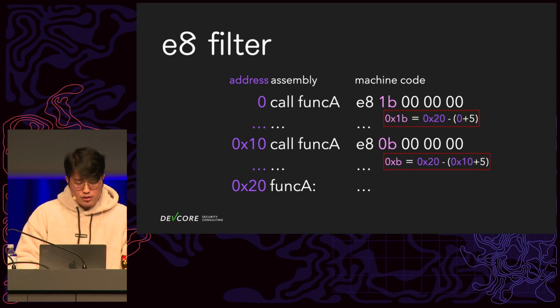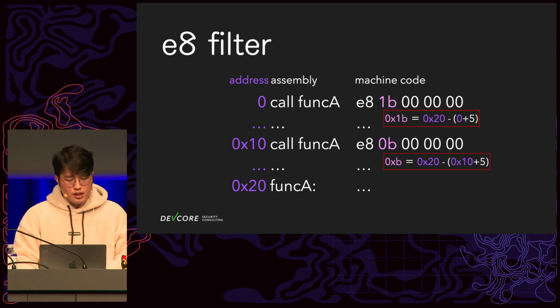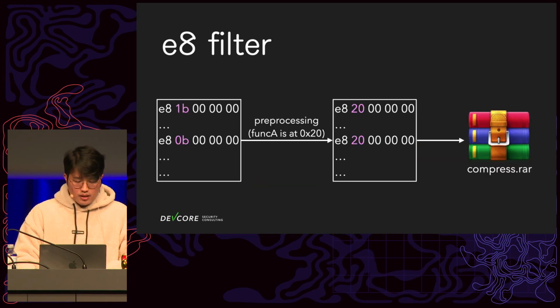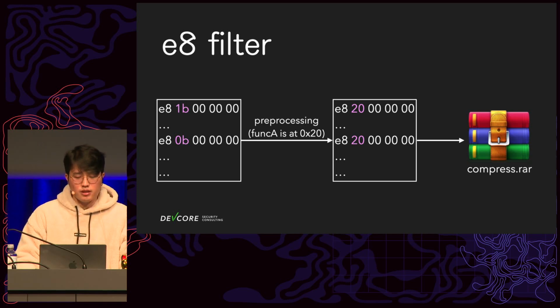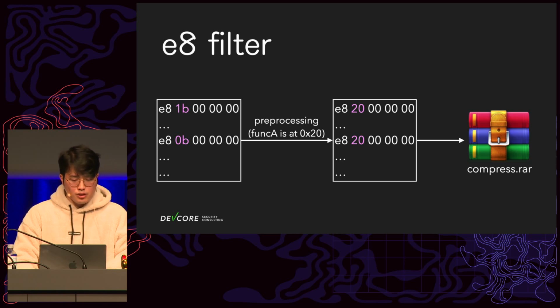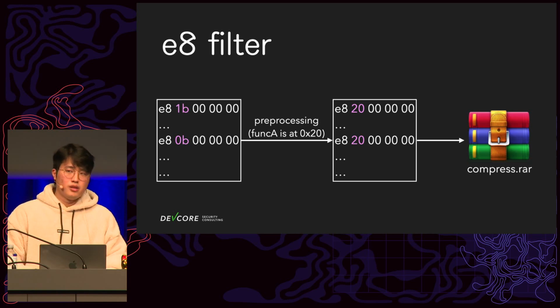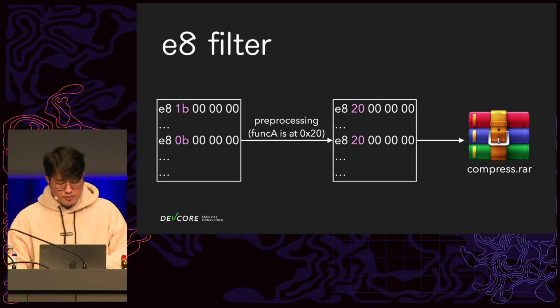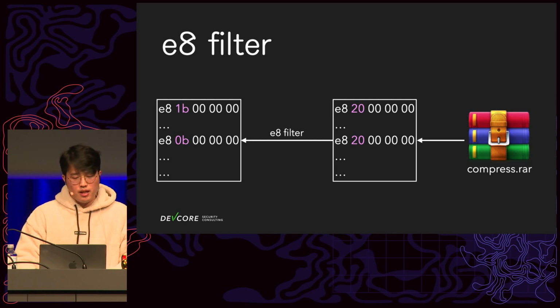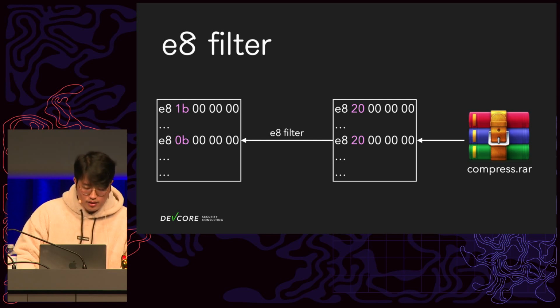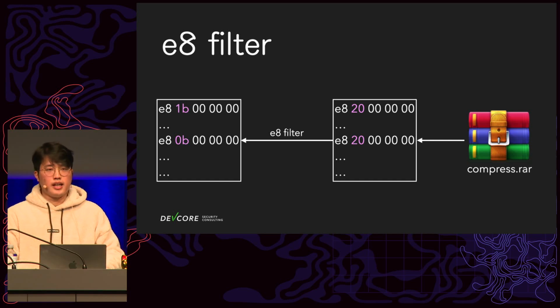So in the first instruction, hex 1b is calculated by subtracting the target function address from the next instruction's address, and the second call is calculated the same way. Because this is easy to calculate, why don't we just replace them with the address of the target function? Then their machine code would be exactly the same. So the RAR file would be smaller. Then while decompressing, the archive file should be recovered if it was preprocessed. This whole mechanism is the E8 filter.